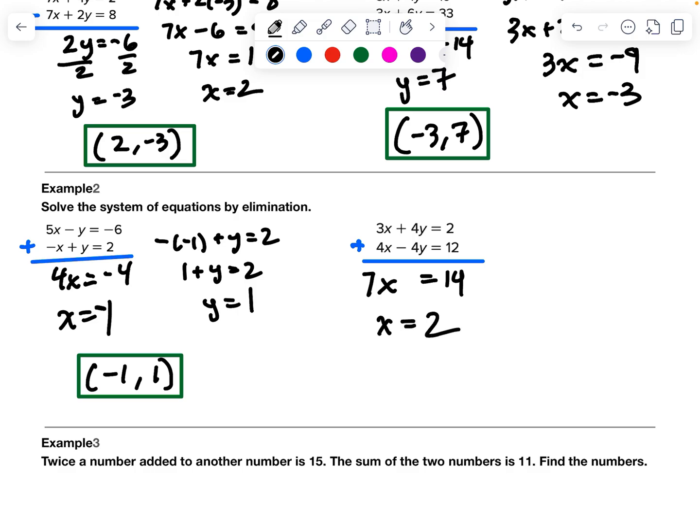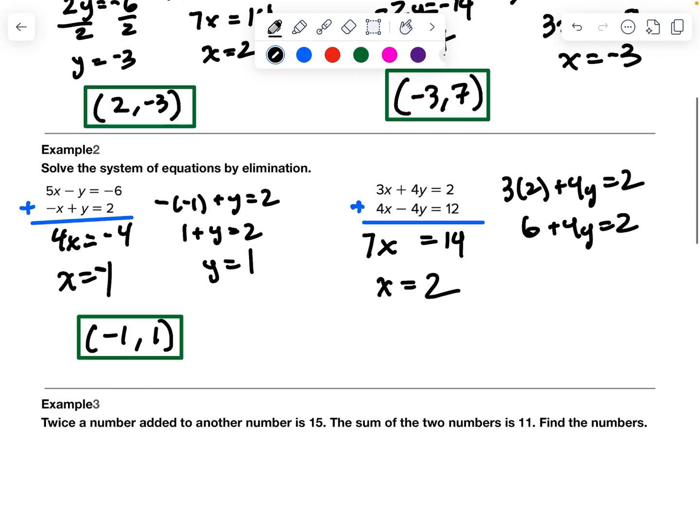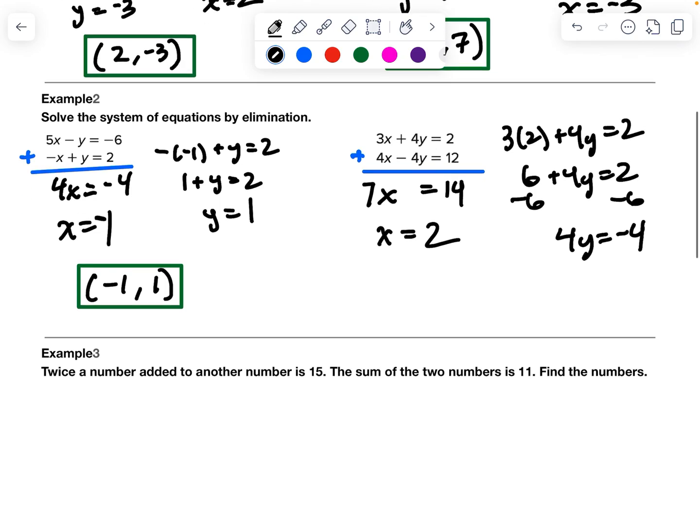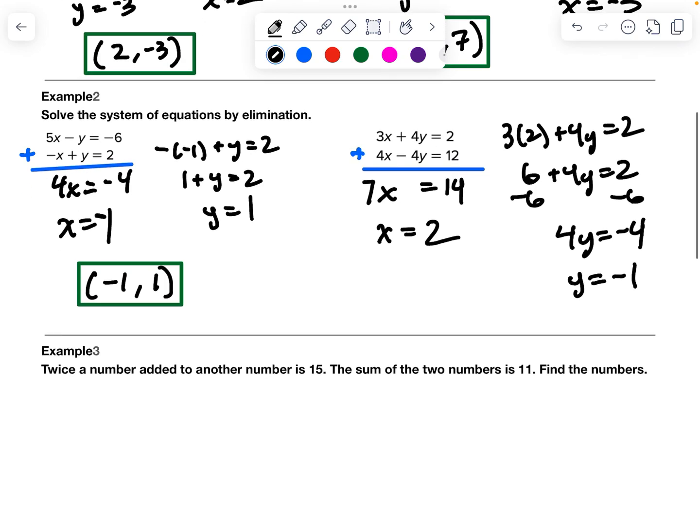We substitute x. So I'm going to go into the top equation. 3 times 2 plus 4y equals 2. So 6 plus 4y equals 2. Subtract the 6. 4y is negative 4. y equals negative 1. So the solution is 2 comma negative 1.